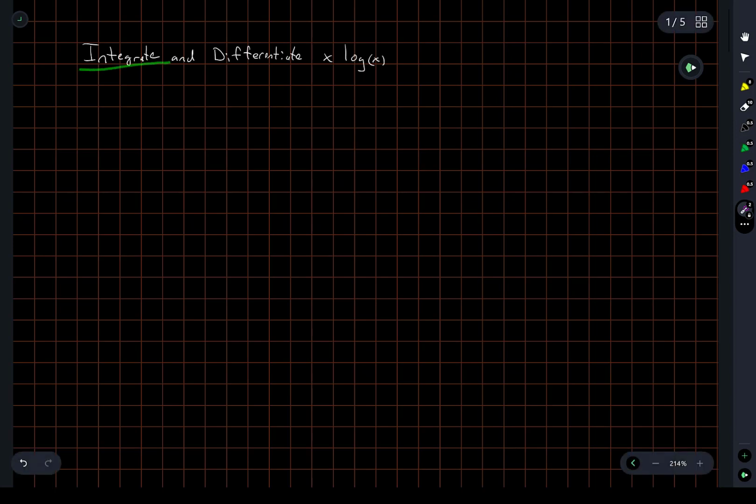To integrate, my first instinct is integration by parts, because I have something I know how to differentiate multiplied by something I know how to integrate, and by taking a derivative of this, it becomes more basic in some sense. Well, let's differentiate first, get that one out of the way.